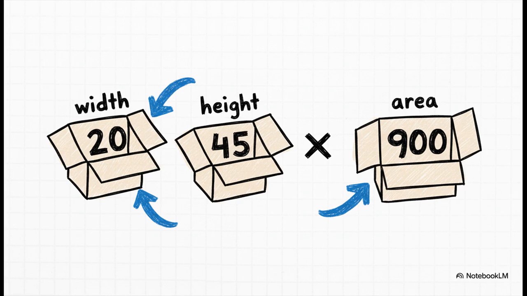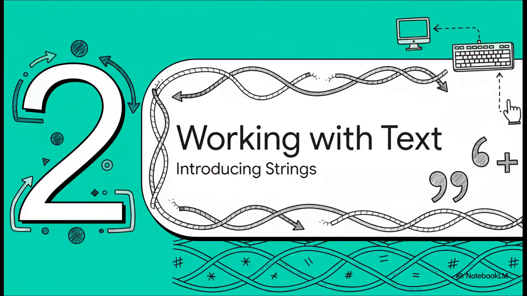Now this is where things get really cool. This is where Python stops being just a calculator and starts being a programming language. You can actually give names to your numbers. We call these variables. So we can say width equals 20. Now, Python remembers that width stands for 20. Then we can just use the words in our math. What's width times height? It knows the answer is 900. You're storing information.